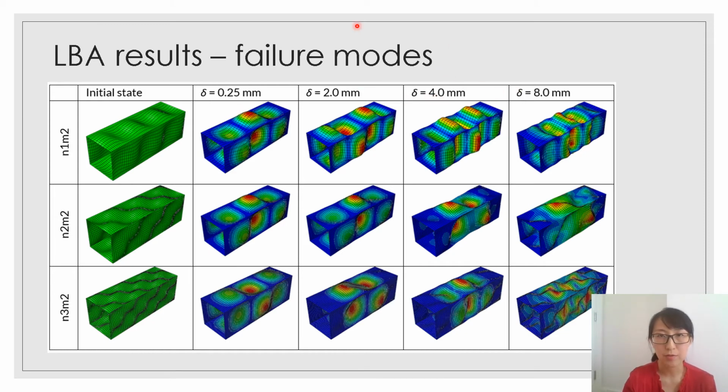So in general, for all the cases, when the imperfection is small, the failure mode is the typical plate buckling failure mode for square hollow section stub columns. And as the imperfection increases, the buckling waves get smaller and also higher in number for the first case, which are all associated with increased buckling load, as can be seen in the next slide.